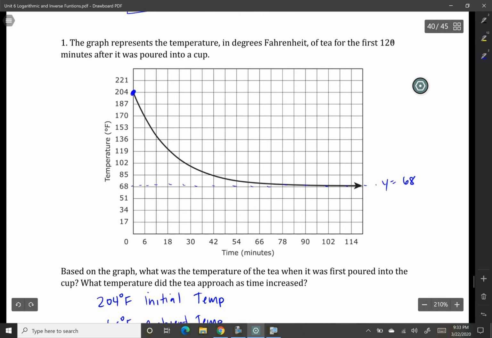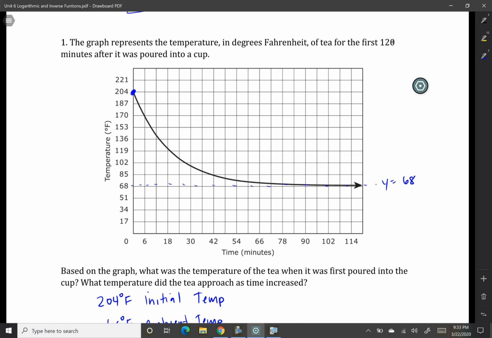So looking at your graph, we want to find 2 points that are usable points. All right, so if we follow my graph here, it looks like we have a good point at 42, 85. So this is a t value, and this is a T of t value. Meaning if I plug those two numbers in, I should be able to solve for k.